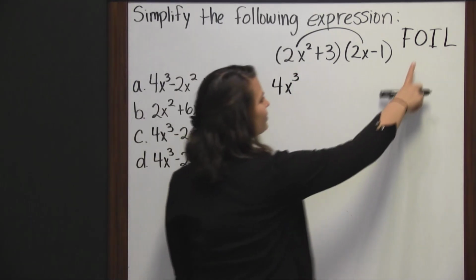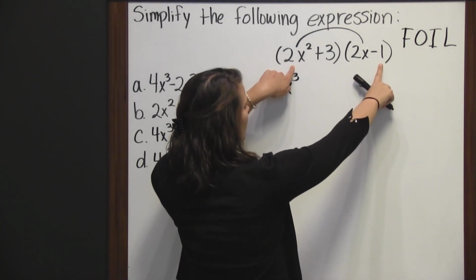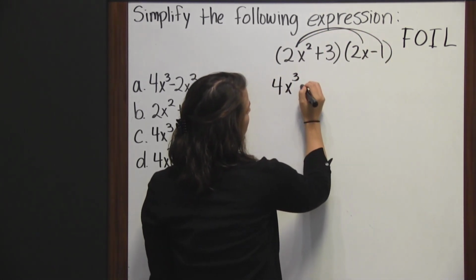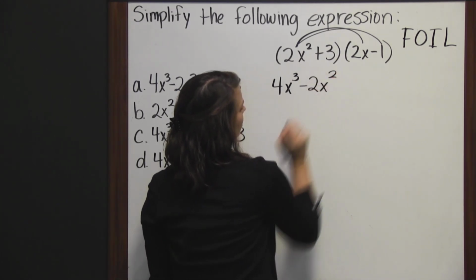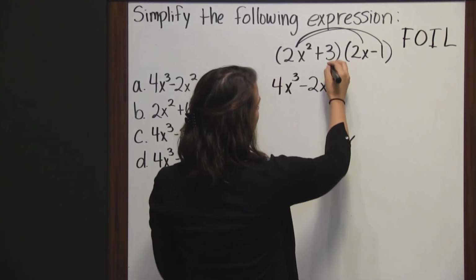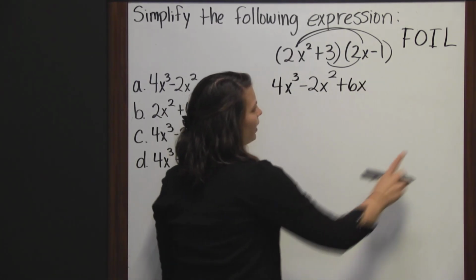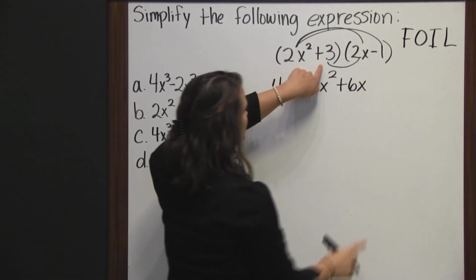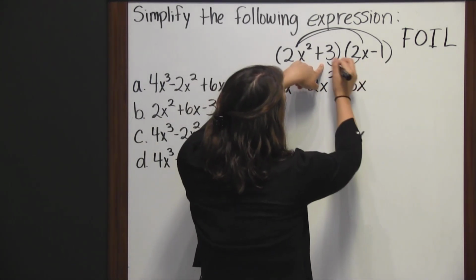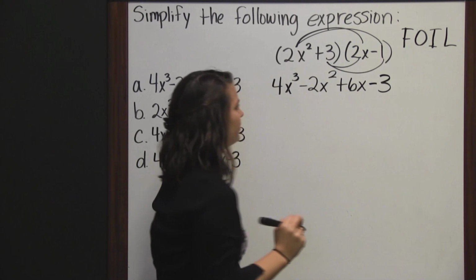Next we do O, which stands for outer. So those are the two terms on the outside, which would be 2x squared and -1. So 2x squared times a -1 is -2x squared. Then our inner terms are the two terms on the inside, 3 times 2x, which is a positive 6x. And then finally, our last terms. So the last term in the first set of parentheses and the last term in the second set of parentheses. 3 times -1, which is -3.